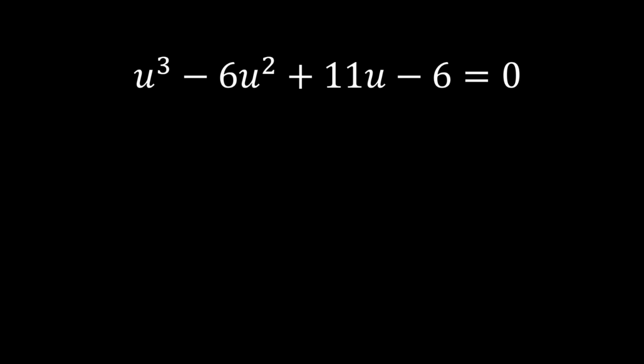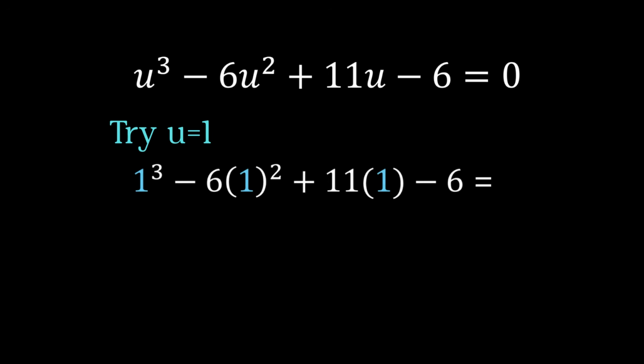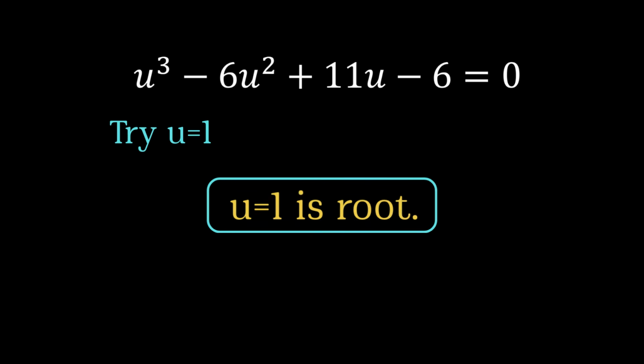Instead of using a complicated cubic formula, we'll look for simple integer roots. We try small values. u equals 1, 2, and 3. For u equals 1, 1 cubed minus 6 times 1 squared plus 11 times 1 minus 6 equals 1 minus 6 plus 11 minus 6, which is 0. So u equals 1 is a root.